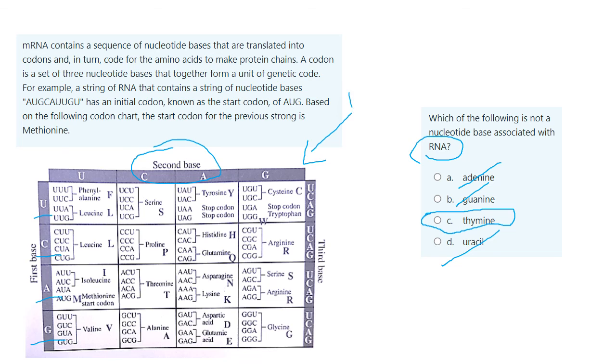This is an RNA table. RNA, which makes codons. We can see that in the table, there's UUU, there's UCU, there's CAU. In this table, there is no T. So, thymine is the correct answer. Thymine has nothing to do with the RNA production.